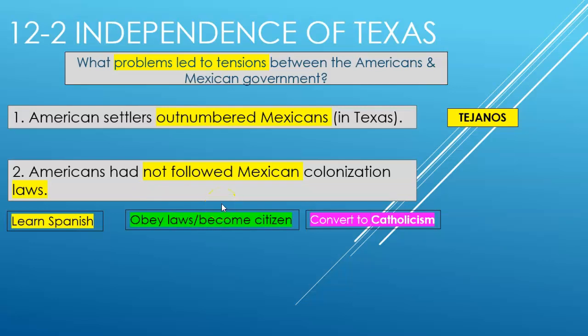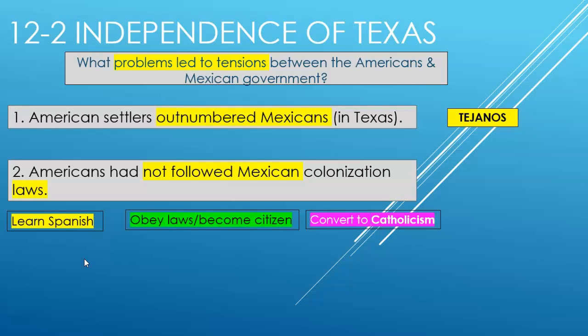Many new Texans just ignored any and all of these, and so that angered them, as well as, it's not listed here, that they did bring slaves into Texas. Now, Texas was not a country that legalized slavery. It was not illegal at that point, but they did allow Americans to come in because they realized they would be bringing money into their country as well.